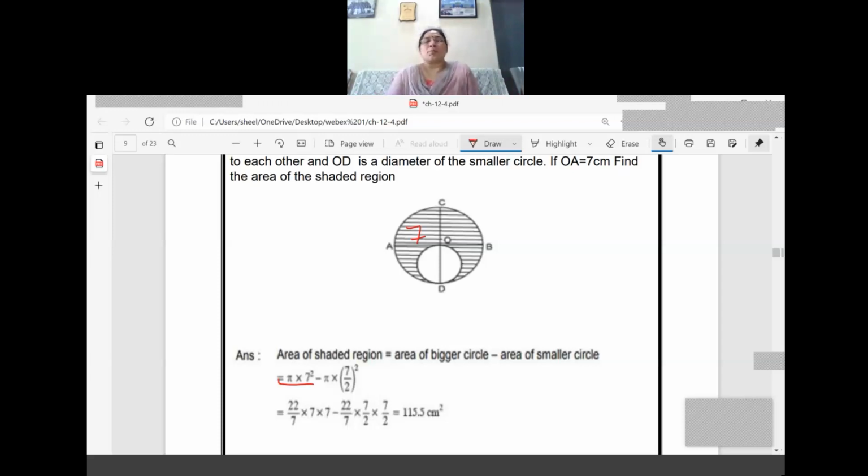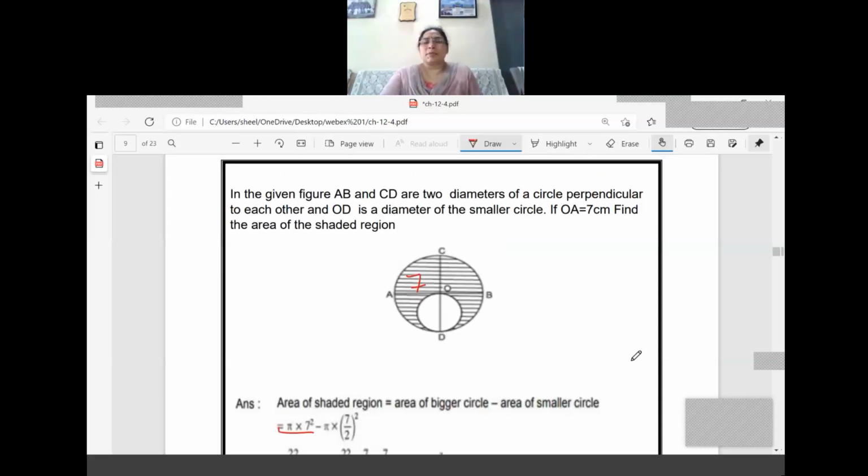Right? So area of the bigger circle minus area of the smaller circle is equal to pi into 7 square minus pi into 7 by 2 whole square. After the simplification, you will get 115.5 centimeter square. See the diagram only. Already the diagram is given. One part of the circle, that is the smaller part of the circle, is not shaded. We have to eliminate this area from the total area of the circle.